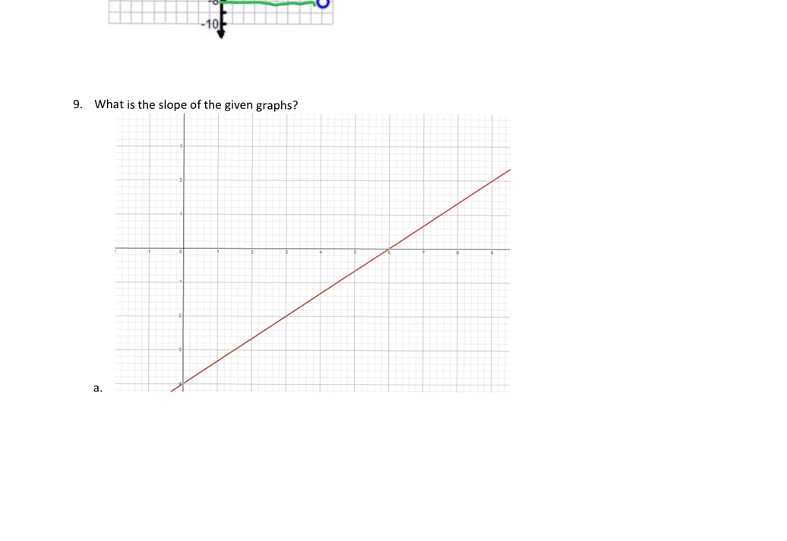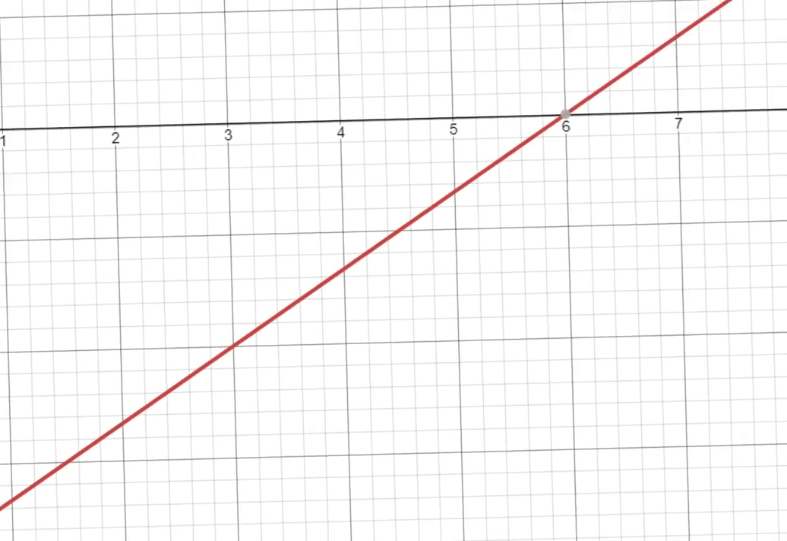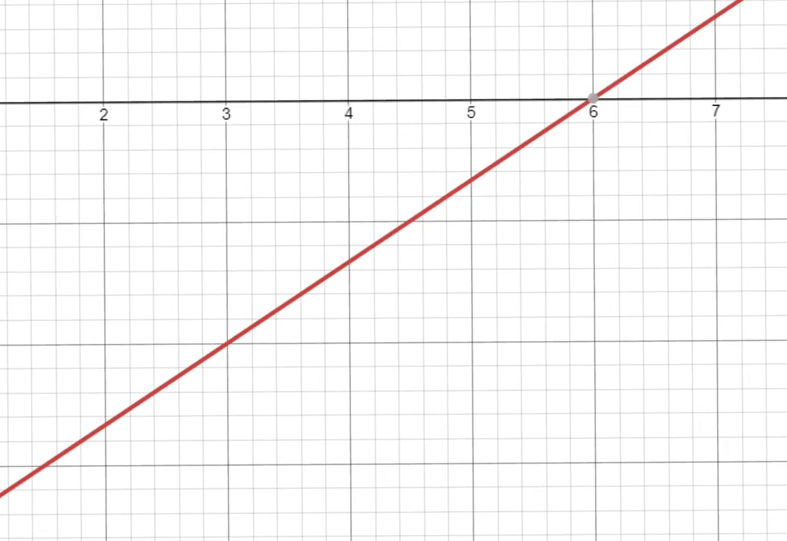All right, 9 has, I think, 4 questions. It says, what is the slope of the given graph? So if we want to find the slope of this graph, I'm going to zoom in a little bit. And I'm going to find some points where it's going through perfectly. So it's going perfectly right here, and let's say right here. Okay, now each of these boxes represents 1.